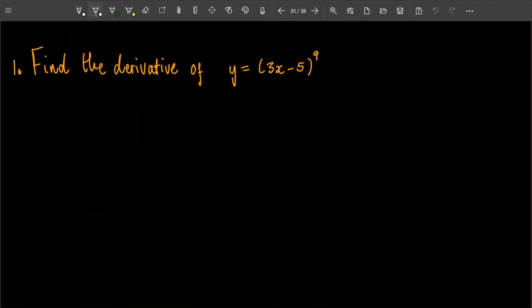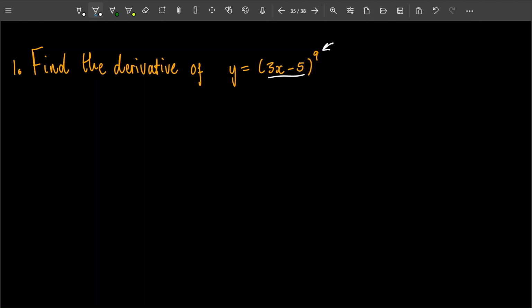First thing I want you to know is how to identify that this is a chain rule question. Chain rule questions are composite functions, like the one we're having right now. What do I mean by composite function? You have a function inside another function. In this case, is there a function inside a function? Yes. Look, the power of 9 is our outside function, and this 3x minus 5 is the inside function.